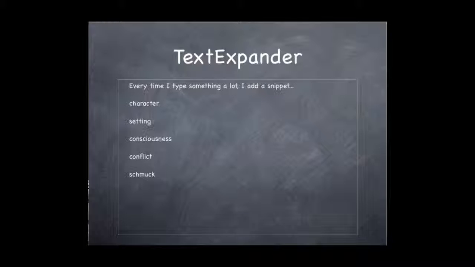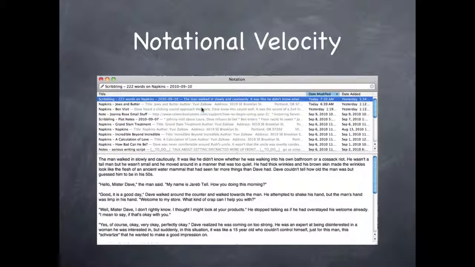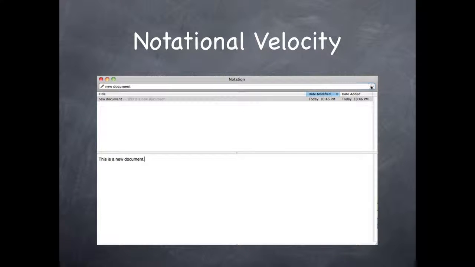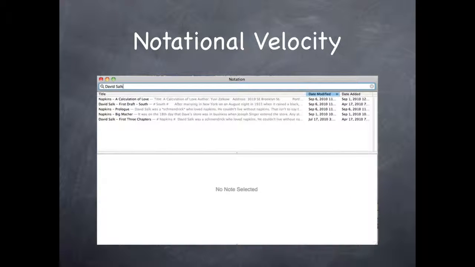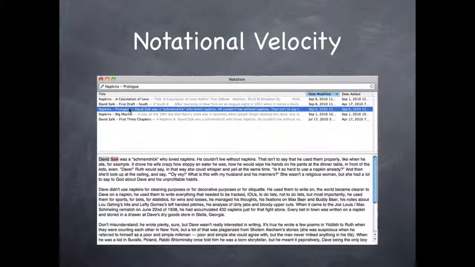Okay, so now I'll move on to some of the writing tools that I use. Notational Velocity is a free program that makes it easy to create many documents quickly. It particularly shines when you're writing or working on many small documents, and is great for searching all your documents for keywords or just zipping through them real quickly. I tend to start writing things in Notational Velocity.